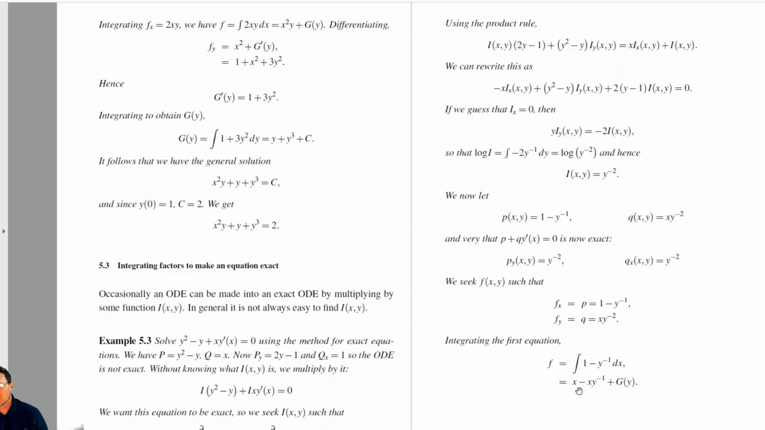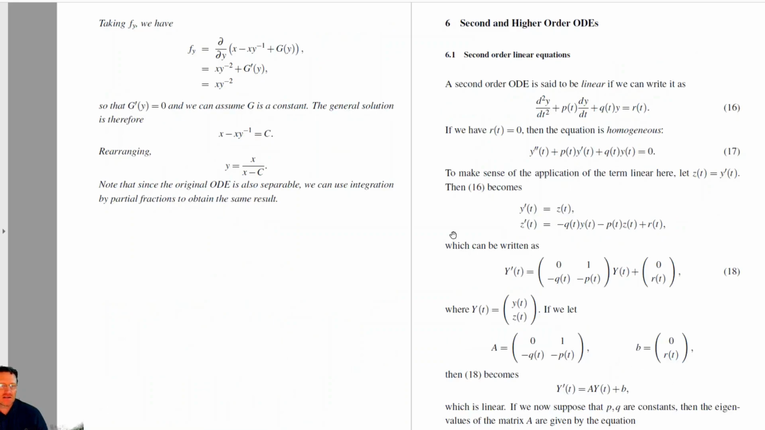Okay, so that derivative gives us 0 for the x part. For the second part, we bring the minus 1 down, it becomes a plus with this other minus there, and we have plus x y to the minus 2, and then plus g dash. So we have x y to the minus 2 plus g dash of y, and then we compare this with q, which was x y to the minus 2. So we can see now that g dash must be 0, and then g must have been a constant.